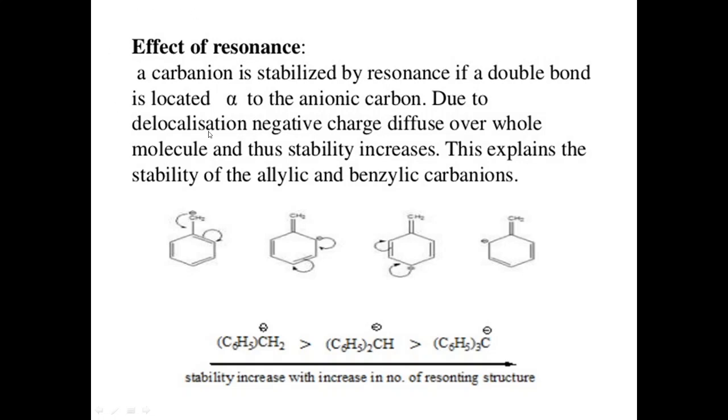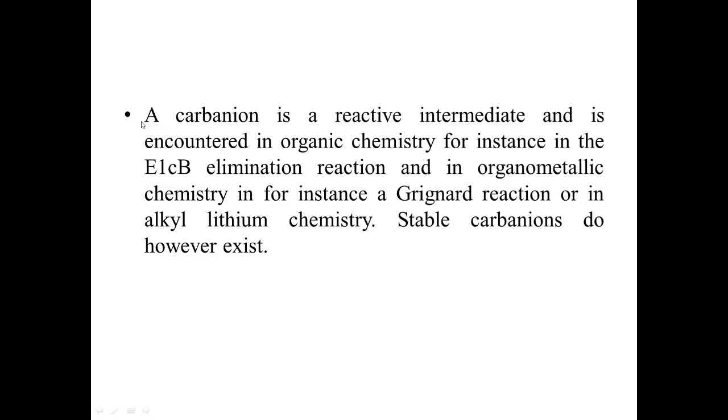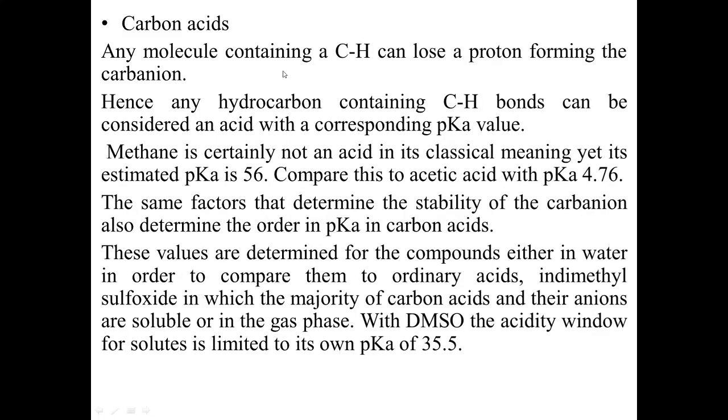So these are all the three factors for the stability of a carbon anion. Now, as we all know, the carbon anion is a reactive intermediate and it is formed in many reactions. Then carbon acids. We know that in any carbon compound containing hydrogen, if this hydrogen is abstracted by a base, the carbon anion is formed, and the carbon anion is the conjugate base and the compound is known as a carbon acid.